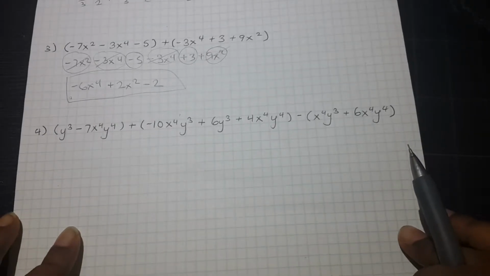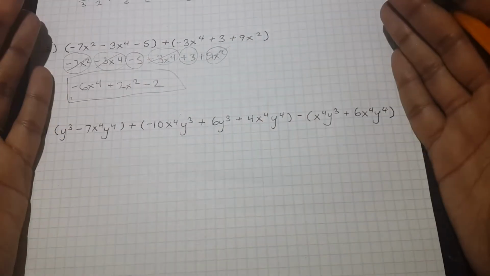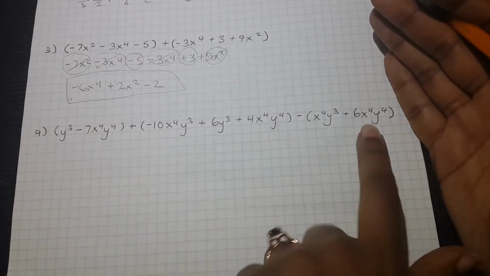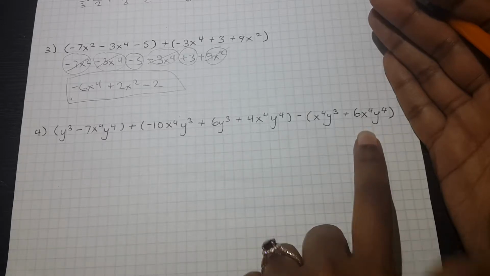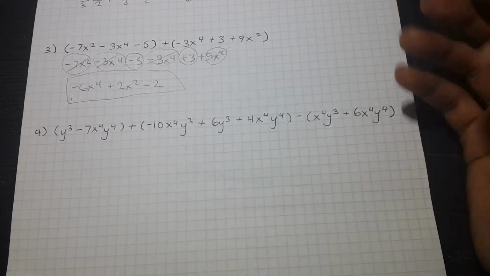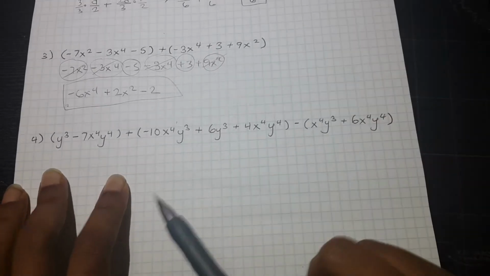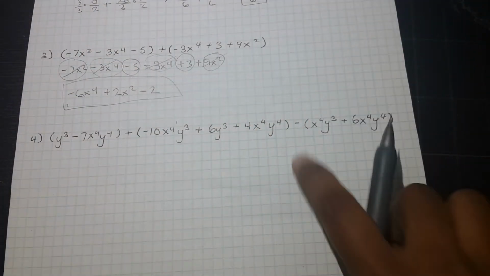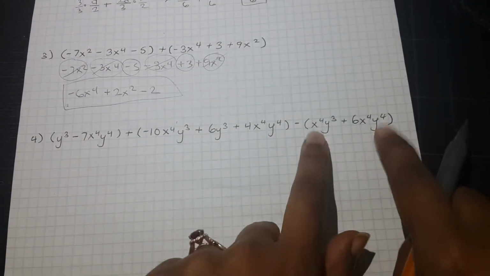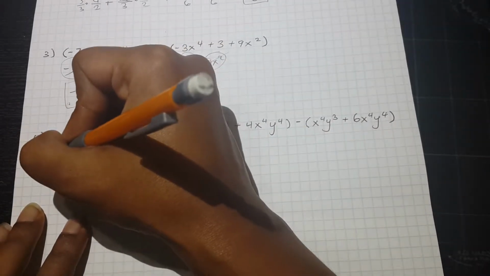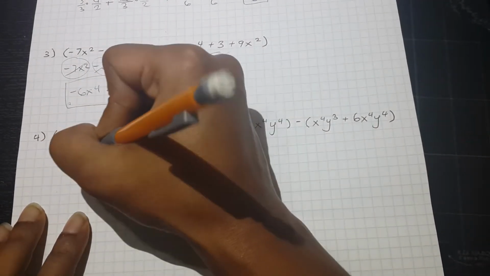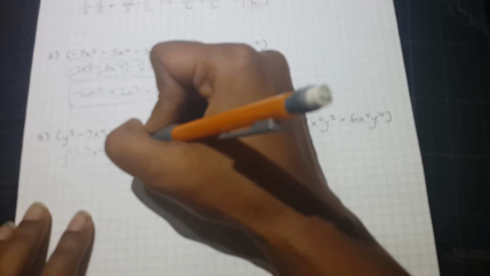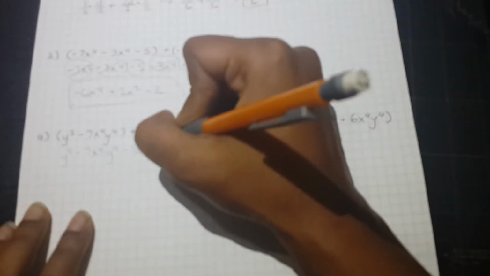Alright, now let's say we have something, not just a long expression to simplify, but an expression where there are terms that are multivariable. It's the same concept. You just want to combine terms that have the same type of multivariable components to it. So let's start off with getting rid of the parentheses, because I see that there's a negative sign here, so we're going to have to change the sign of this last polynomial. So that's going to be y cubed minus 7x to the 4th, y to the 4th, okay? And then we're going to have minus 10x to the 4th, y to the 3rd, okay?